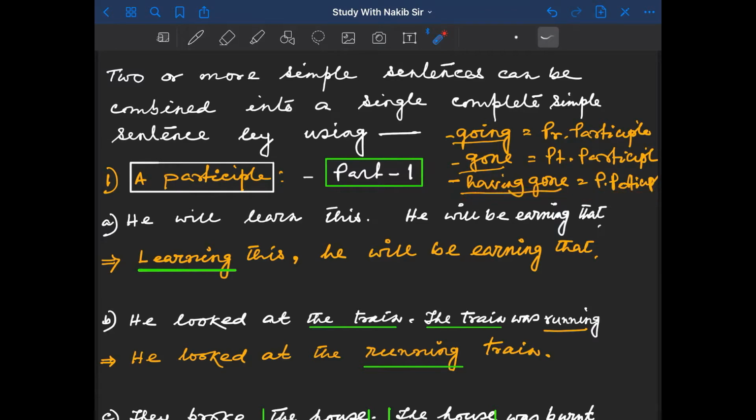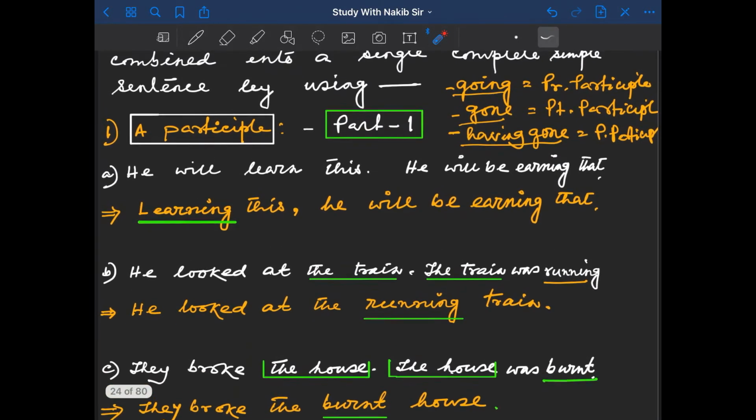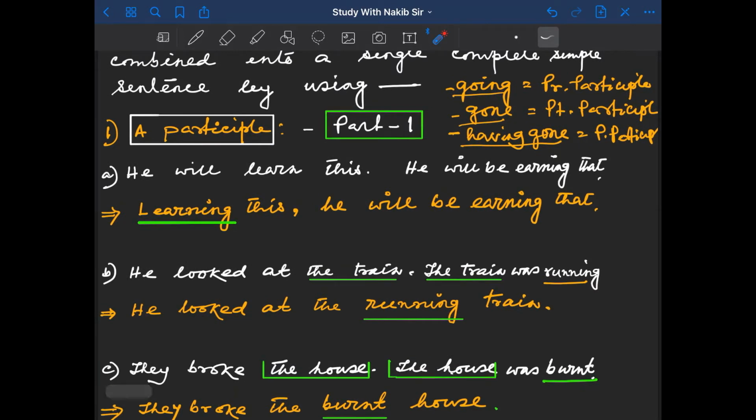Okay, now see how a participle is used in combining two sentences into a single simple sentence. See the example. Example A. He will learn this, and he will be earning that. Here, two sentences are given. Number one, he will learn this, and number two, he will be earning that. Out of these two sentences, one is looking like a cause.